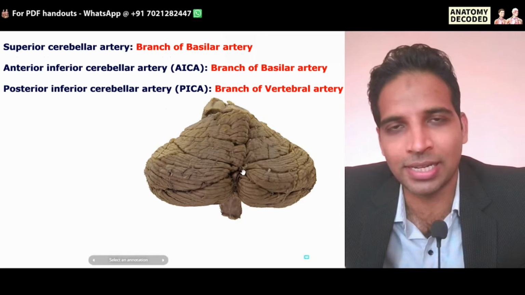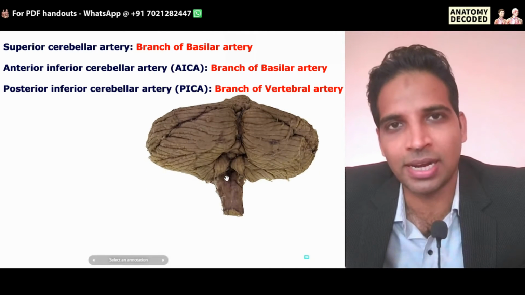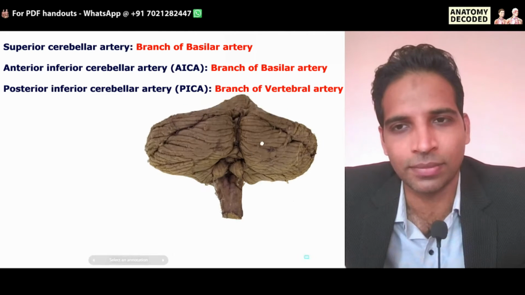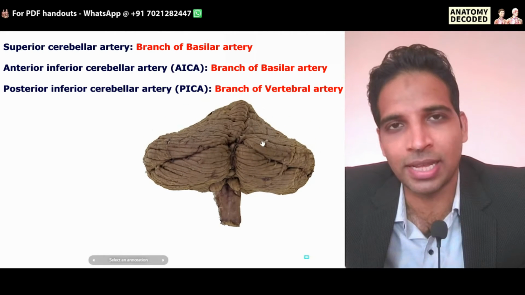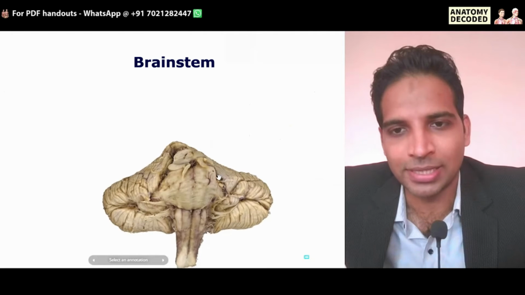Superior cerebellar artery is a branch from the basilar artery. Anterior inferior cerebellar artery is also a branch from the basilar artery, and posterior inferior cerebellar artery is a branch from the vertebral artery. Now let's look at the specimen of the brain stem.